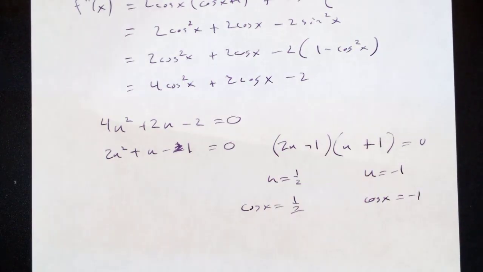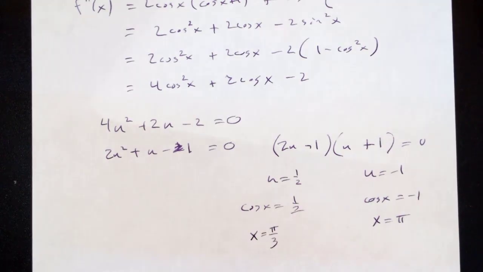Where's cosine equal to negative 1? Pi. Where's cosine equal to 1/2? Remember my unit circle? Say again. That's 45 degrees. That's root 2 over 2. Pi over 6, because when I'm doing cosine, start from here, 0, 1, 1 over 2. Okay, that's 60 degrees, pi over 3.